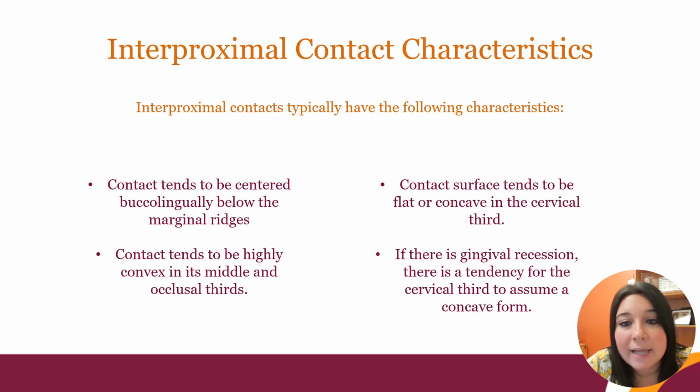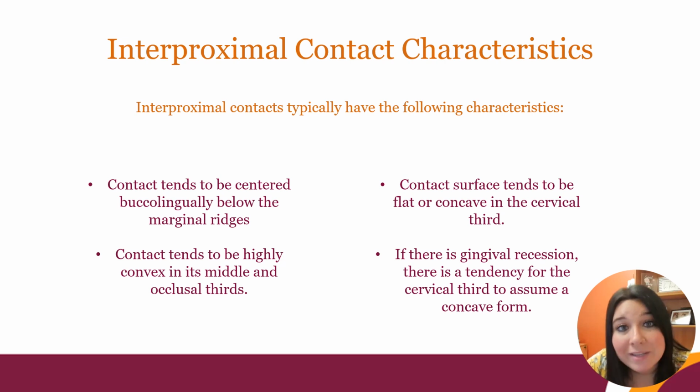Interproximal contact characteristics. Interproximal contacts typically have the following characteristics. 1, contact tends to be centered buccolingually below the marginal ridges. Contacts tend to be highly convex in the middle and occlusal thirds. Contact surface tends to be flat or concave in the cervical third. And if there is gingival recession, there is a tendency for the cervical third to assume a concave form.